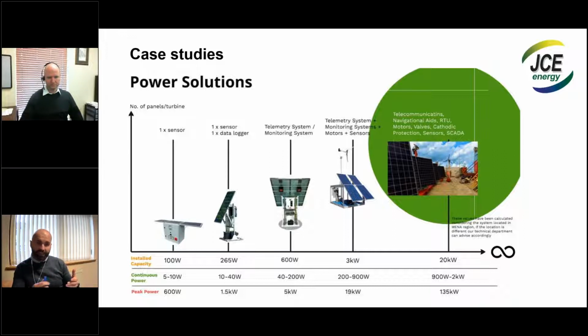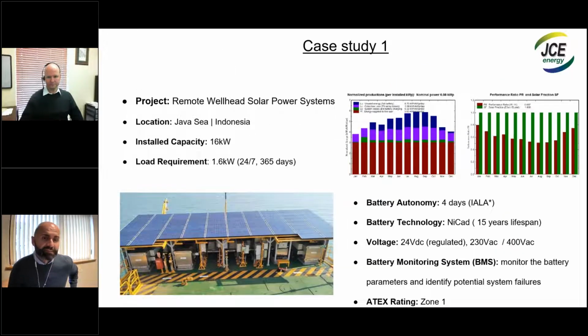Then we go higher in size, and we have complete systems with multiple solar panels, even 10, 20, 100, or 200 solar panels, capable of providing power from 200 watts to 2 kilowatts, or even more if you want. The loads in this case can be telecommunications, nav aids, RTU, valves, cathodic protection, basically an entire offshore or onshore facility. So let's go to the next slide with the first case study.